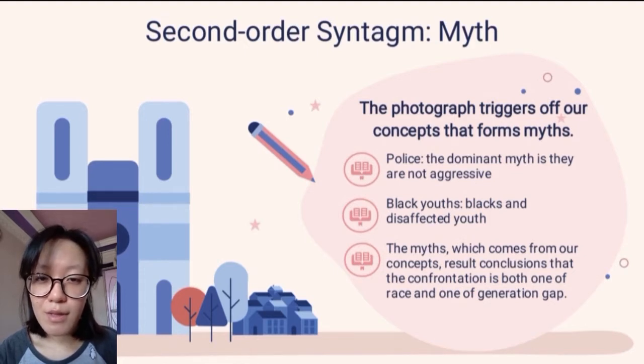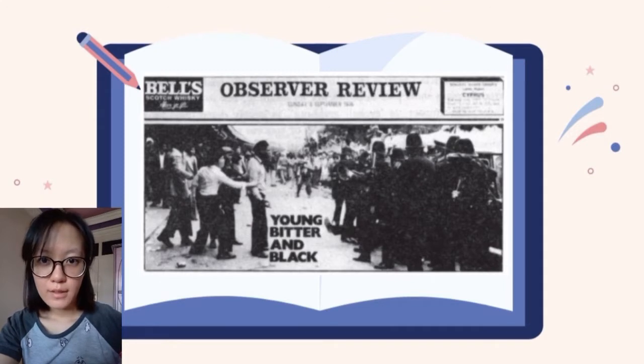So actually, the myth of police and black youth comes to the conclusion that this confrontation, this conflict in this photograph, was caused by race and the generation gap. The next one is connotation.